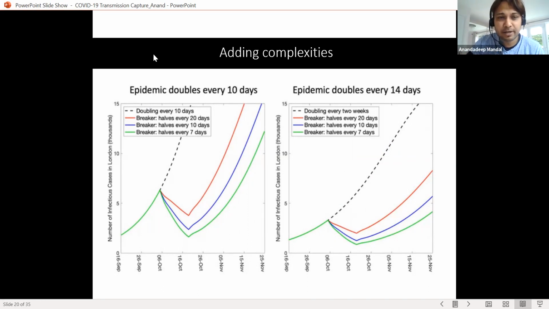So when you do the circuit breaker at this point, you go back so much. As if you're again starting at what was happening a couple of months back, so circuit breaker really, really works. Now we have to see breaker halves every 20 days, halves every 10 days, halves every 7 days, depending on the length of time you're doing the lockdown or restrictions.